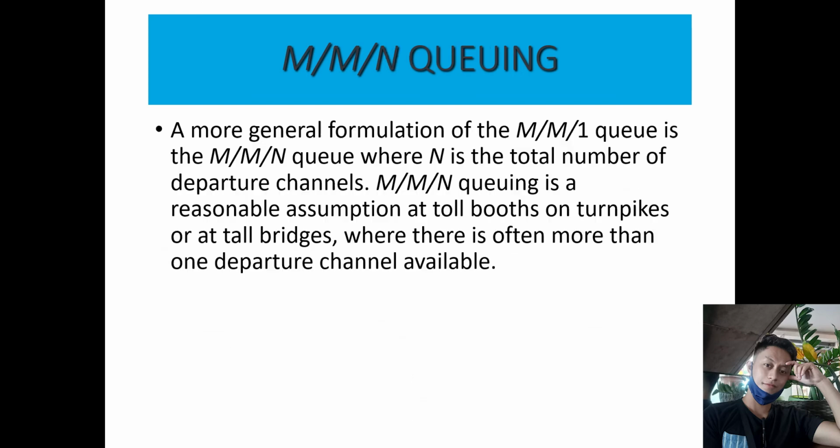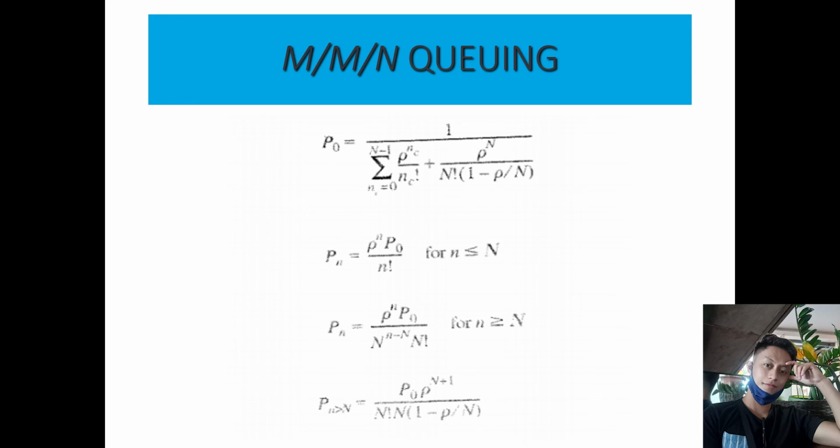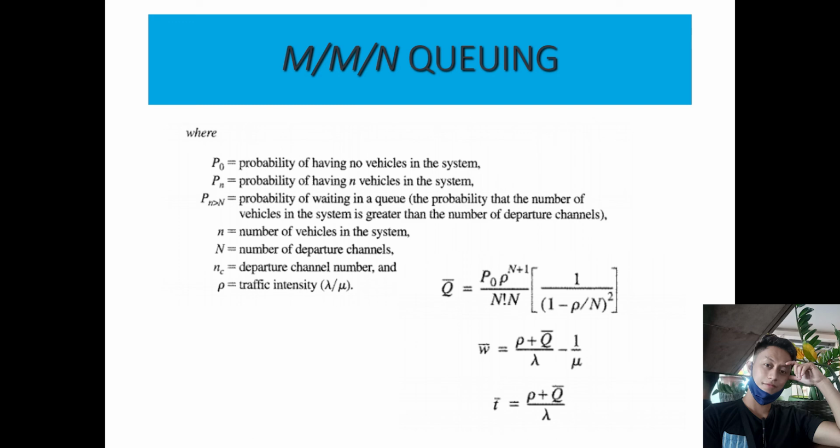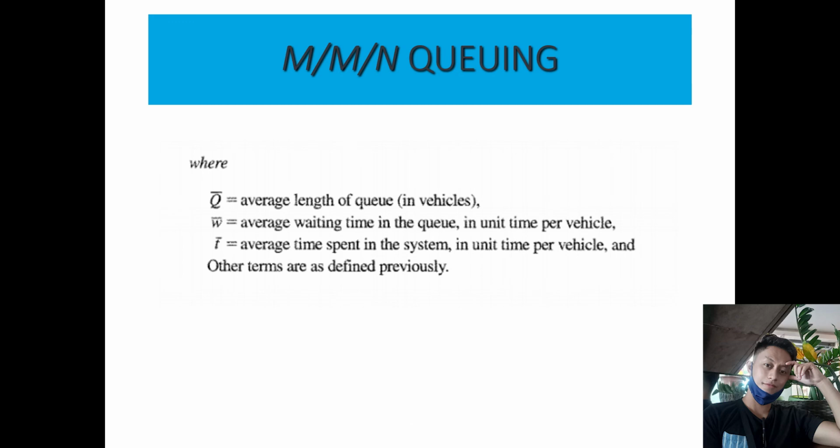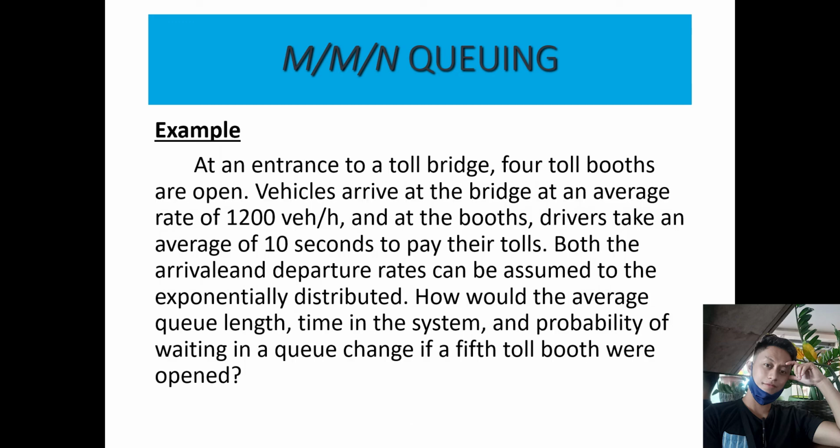So M/M/N queuing is a more general formulation of the M/M/1 queue. It is the M/M/N queue, where N is the total number of departure channels. Here is the example formula, and the conversions of the formula, and an example, for you to understand it.